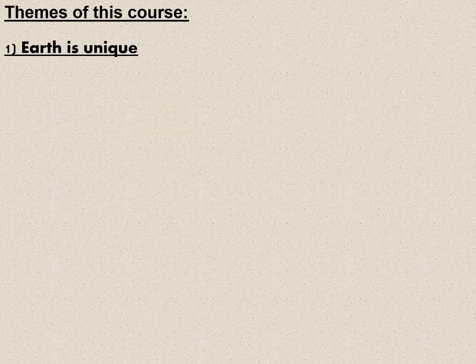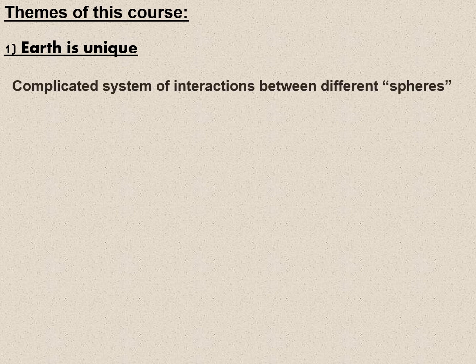So one of the other themes of this course is that the Earth is a rather unique planet. Obviously not the only planet in our solar system, but we are most definitely a very unique one. Our planet is controlled more or less, or runs based on a complicated system of interactions between what we call different spheres. You may be thinking, what do you mean by spheres?